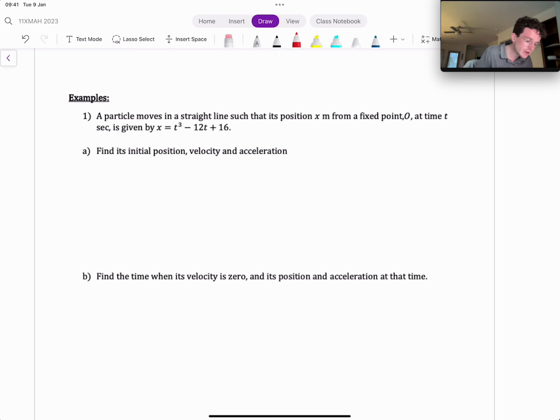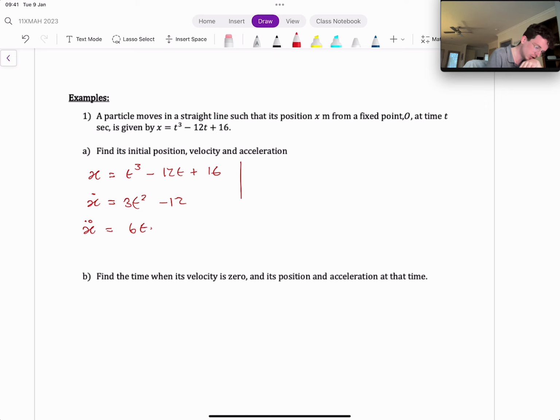So a particle moves in a straight line such that its position x from a fixed point O at time t is given by x = t cubed minus 12t plus 16. Find its initial position, velocity, and acceleration. Well, we know that x is equal to t cubed minus 12t plus 16. Let's find the equations of the velocity and acceleration first. So x dot is equal to 3t squared minus 12, and x double dot is equal to 6t.